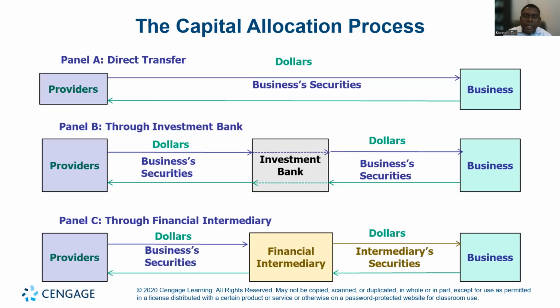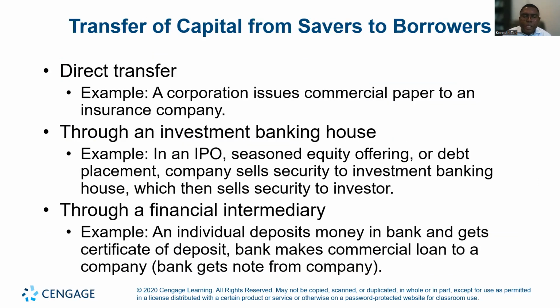And then in panel C, it is capital allocation through a financial intermediary. So we have a business that gets money from the provider of funds, but the money is going through a financial intermediary. The provider keeps money with the bank and they get a business security. And then the financial intermediary gives the money to the business and the business issues an intermediary security to the financial intermediary. So the capital allocation process can be, number one, direct, number two, through an investment bank, number three, through a financial intermediary. And we have examples.